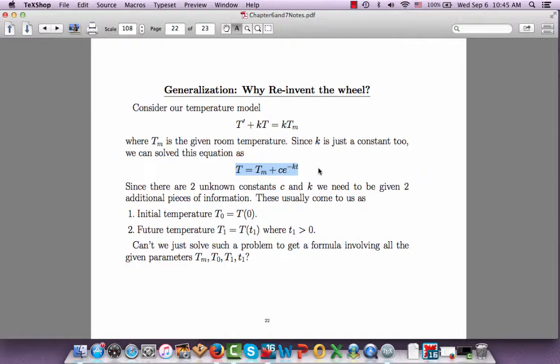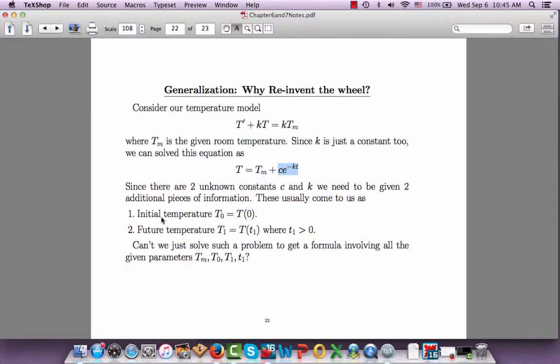K is related to the rate at which the object is heating or cooling, and the constant c is really just related to the initial temperature of the object. So what do we typically have? We're typically given two pieces of information, and that's because we have two unknown constants in this exponential term. Generally speaking, if you have two parameters or constants in your formula that you want to determine, you're going to need two pieces of information to help determine those.